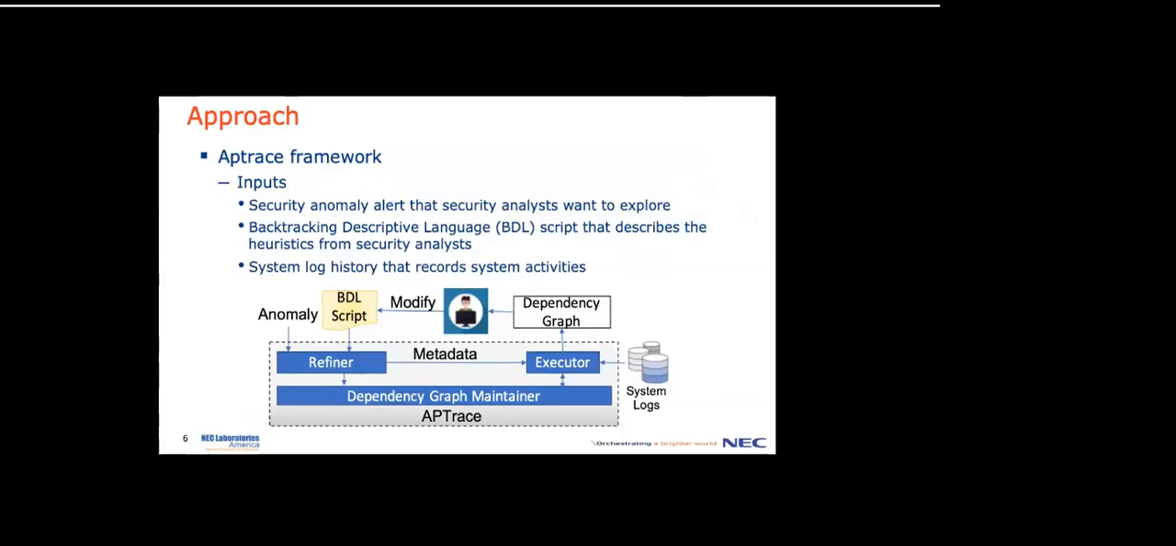In this framework, you can see there are three inputs. The first input is the security anomaly alerts. That is the starting point for the backtracking analysis. The second input is the BDL script, the backtracking analysis language that is used to incorporate the heuristics from security analysts. The third one is the system log history. This history records the system activities in the database.